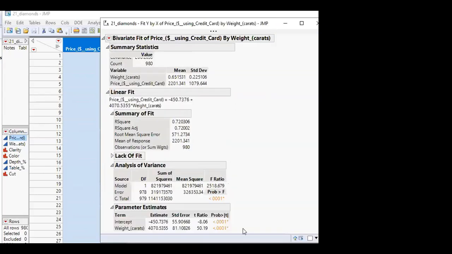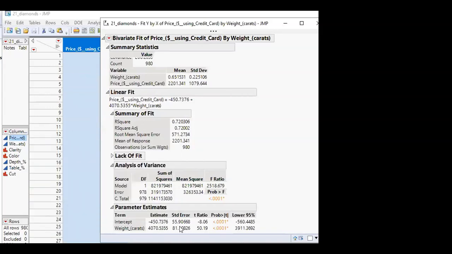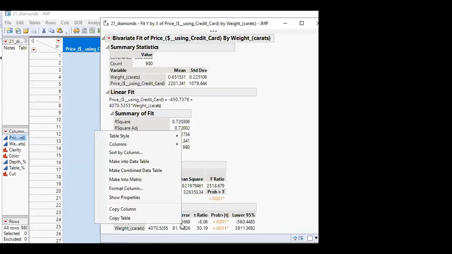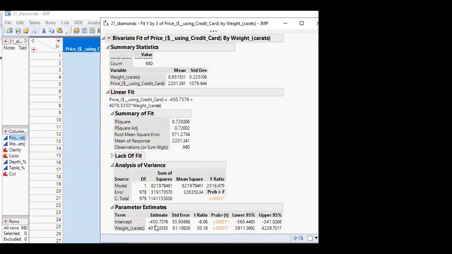Let's check some assumptions. Before checking assumptions, really quick, we had a discussion of checking assumptions in the past week on the same chapter, if you remember, but we did not go over the confidence interval. So to calculate the confidence interval for the intercept, right click, columns, lower 95, appears right there. Right click, columns, upper 95. Lower 95, upper 95. So negative 450 is between negative 560 and negative 341. That's correct.